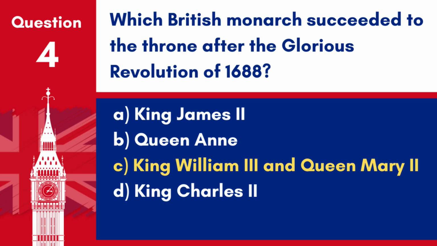Answer. C. King William III and Queen Mary II. After the Glorious Revolution of 1688, King William III and Queen Mary II succeeded to the throne, marking the beginning of a new era in British monarchy, where Parliament had more power than the monarchy.